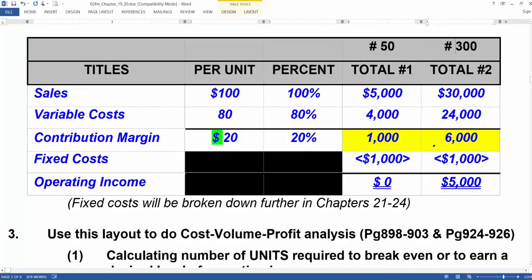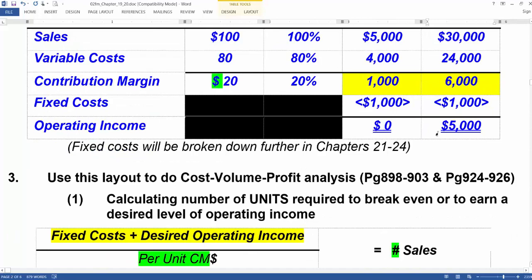So we can take that layout and you can do cost, volume, profit analysis. You can play around with it and see if I need to generate a certain level of income, what kind of sales should I have, variable costs, and contribution margin. So the quick way to get what we did, once you understand how it works, is to take the fixed costs plus the operating income and then divide that by the per unit contribution margin. In other words, take the desired contribution margin and divide it by the dollars of contribution margin, and we'll get how many units are required in order to reach that level of income. In this case, 6,000 divided by $20 is 300 units.